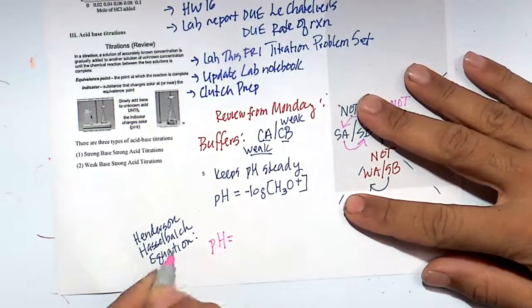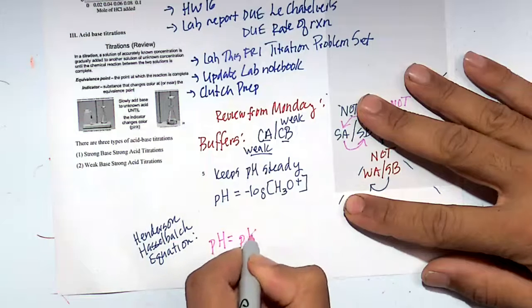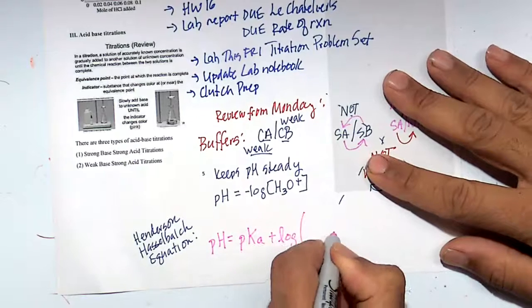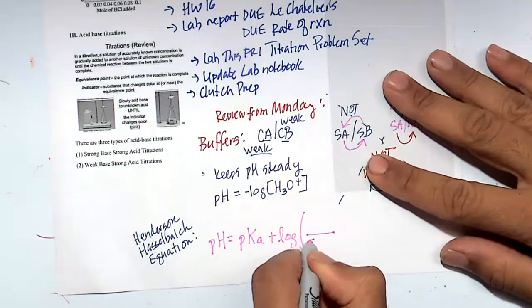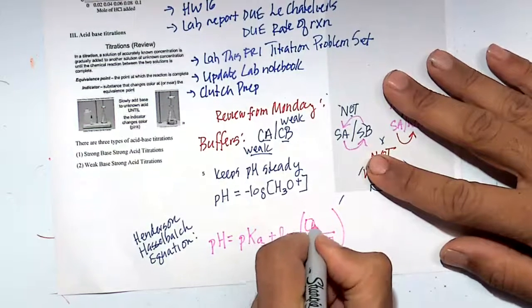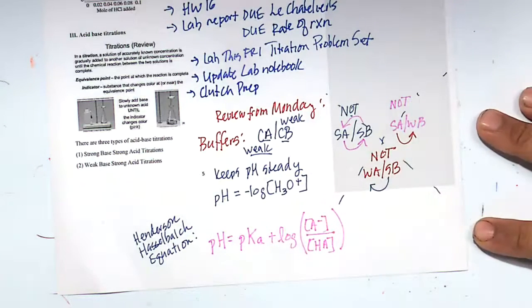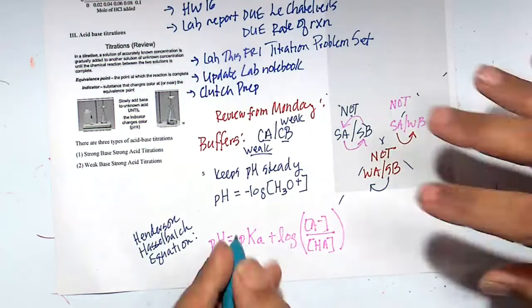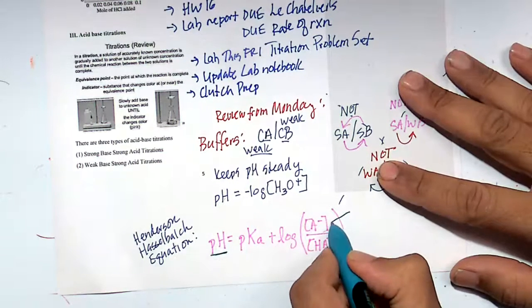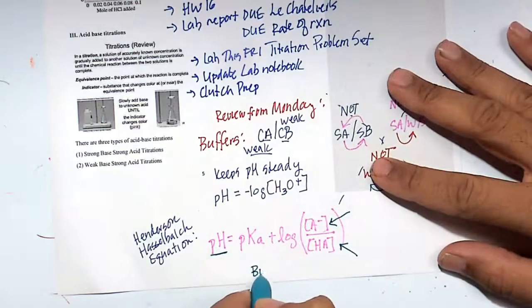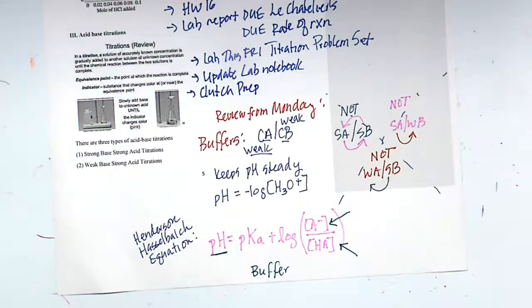And the equation is this. pH is equal to pKa plus the log of, here, the conjugate base in the numerator and the acid in the denominator. This equation is properly used to get the pH when you have the conjugates. And usually when you have the conjugates, that is a buffer. So this equation is best utilized for a buffer.